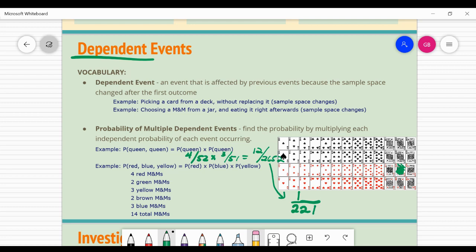Okay. Another example. This is the M&M example. If you're going to find the probability of picking a red M&M, you eat it, then you pick a blue M&M, you eat that one, and then you pick a yellow one. So for red, there's 4 reds, 2 greens, 3 yellows, 2 browns, 3 blues for a total of 14. So for red, it's 4 out of 14.